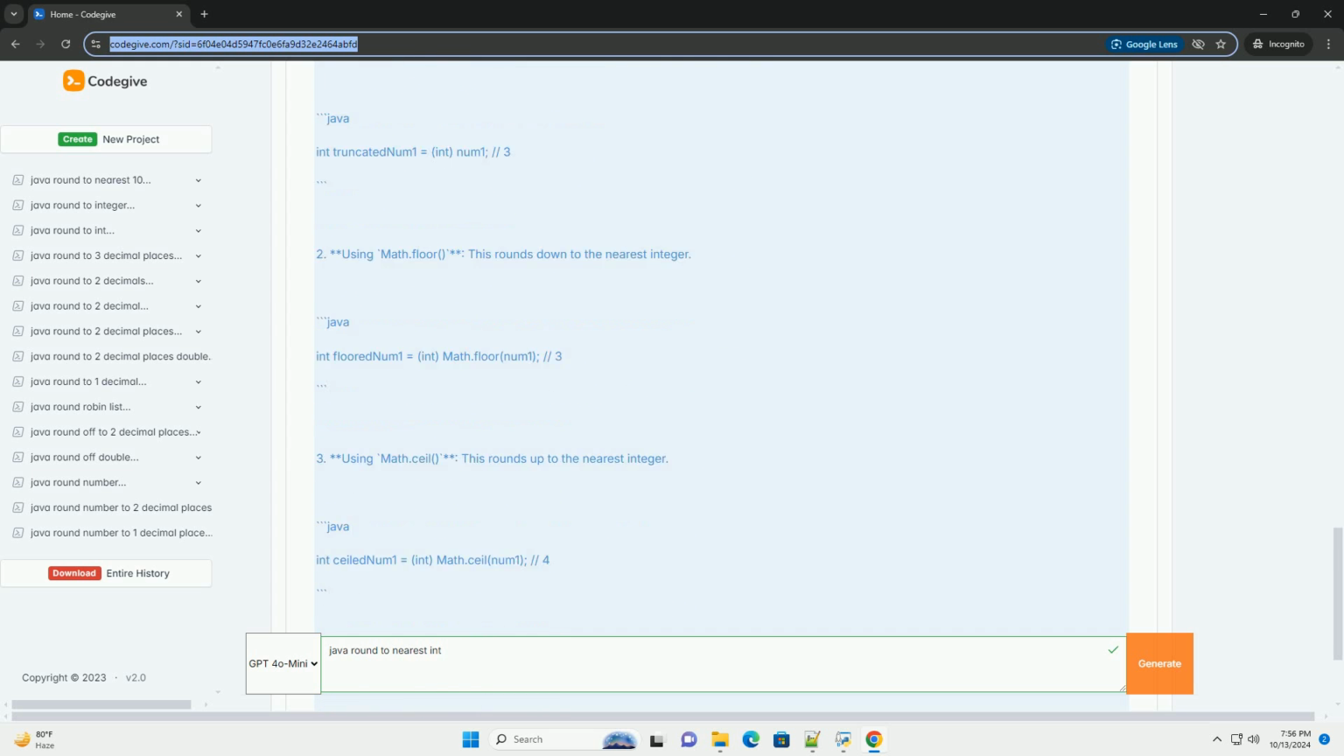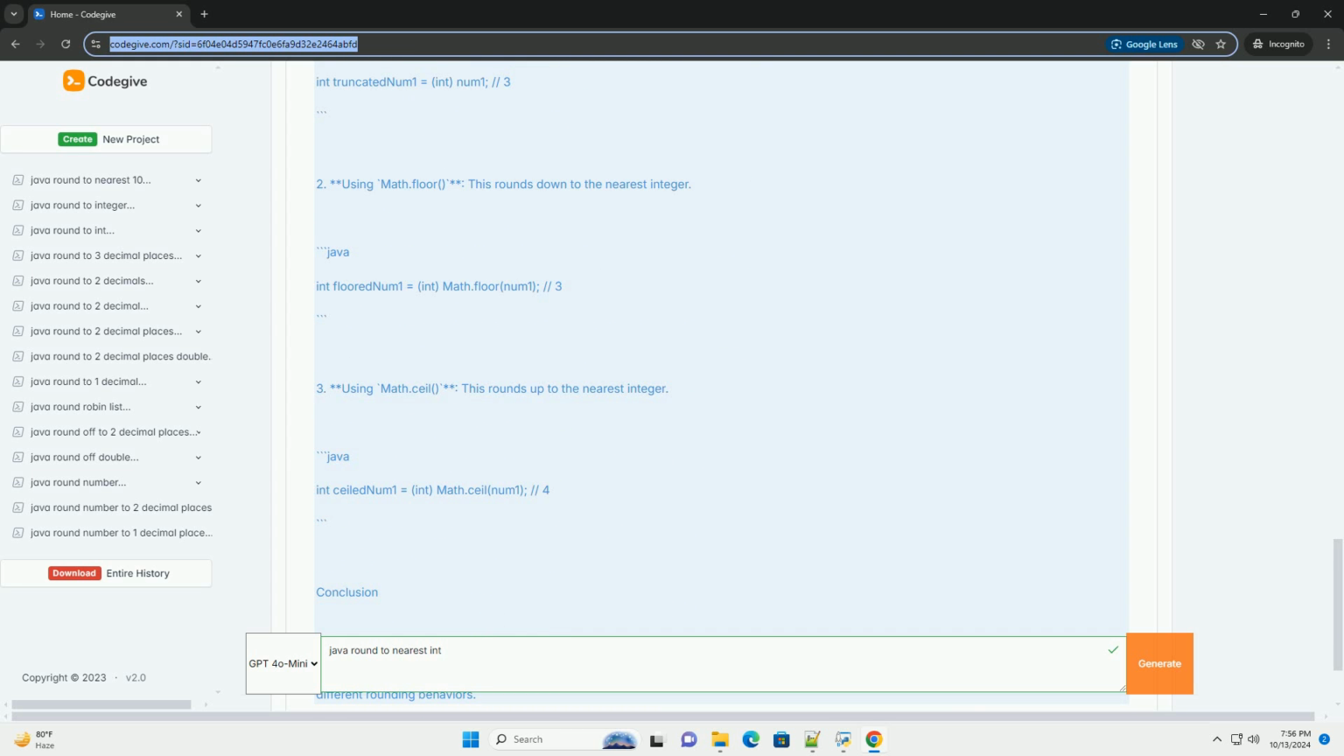2. Casting. Simply casting a floating point number to an integer truncates the decimal part, effectively rounding down. 3. Math.floor and Math.ceil. These methods round down and up, respectively, to the nearest integer.